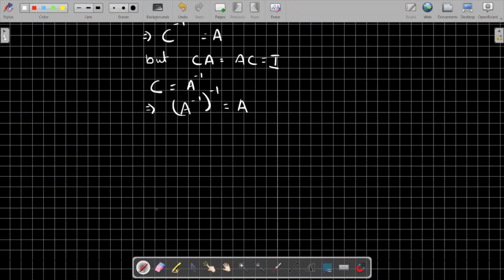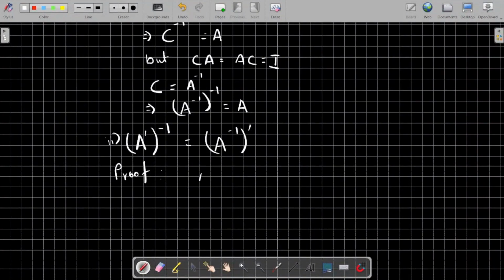Right. So now let's go towards property number 2, which says (A transpose) whole inverse equals to the (A inverse) whole transpose. So now let's prove this one. Proof.